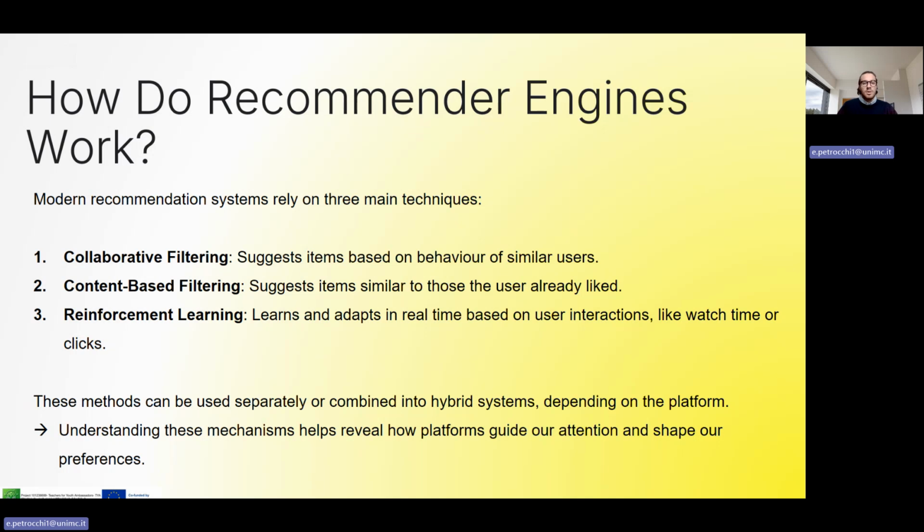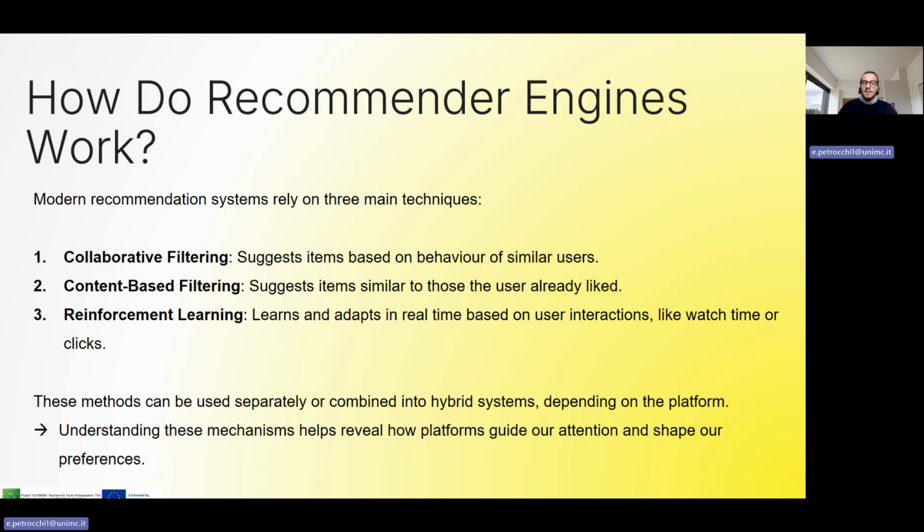Recommender systems rely on three main techniques: collaborative filtering, content-based filtering, and reinforcement learning. The first one suggests items based on the behavior of similar users. The second one suggests items similar to those that the users have already liked. And the third one learns and adapts in real time, and then creates new suggestions based on user interactions like watch time or clicks. These methods can be used separately or combined into hybrid systems depending on the platform.